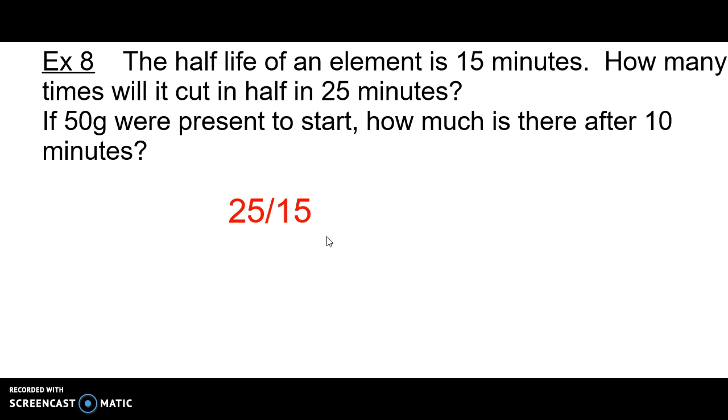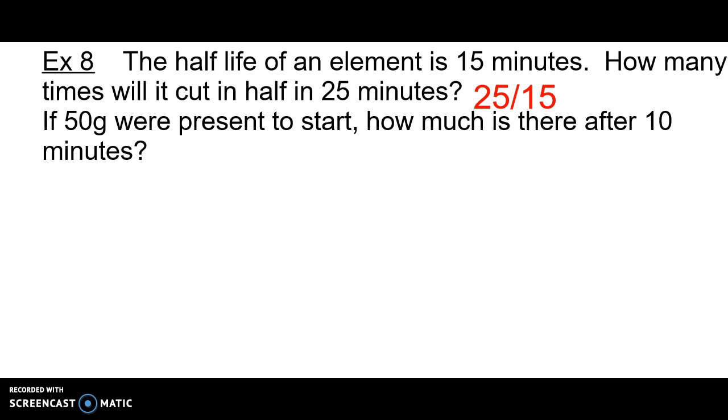Or 1 2/3 times. So if you think about this, if I've got 25 minutes, I'm going to cut in half after the first 15 minutes. And then I'm not quite going to cut in half again, because that would take me to 30 minutes. So what I have here is 25 divided by 15, or 5/3 of the time. That's how many times it's going to cut in half, and that's what your exponent is going to be.